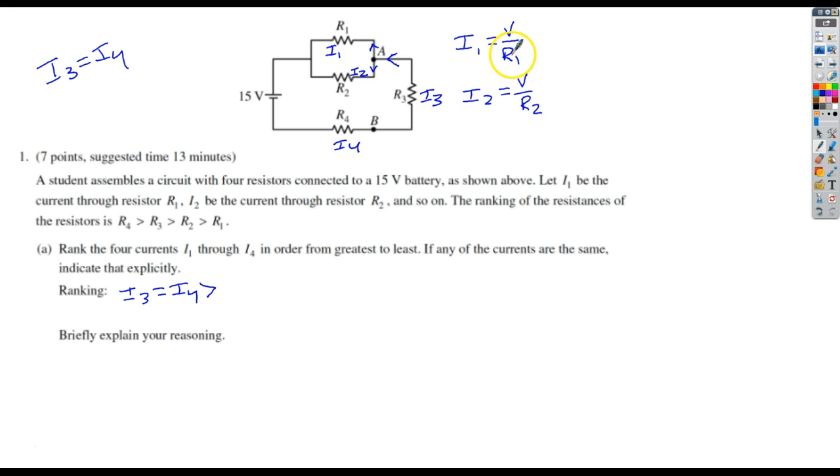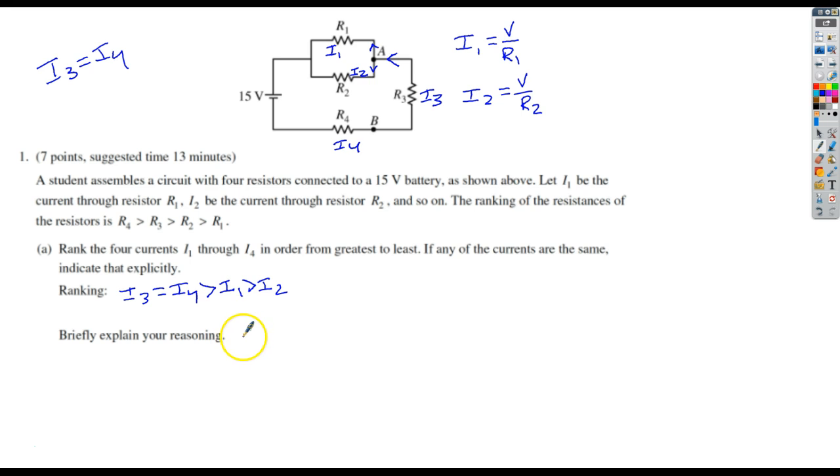And then really we just need to look at the resistances. Since this resistance is bigger, this current is smaller. And so this current is going to be bigger than number 2. So now we have I1 is going to be bigger than I2. I2 is the smallest. Briefly explain your reasoning.